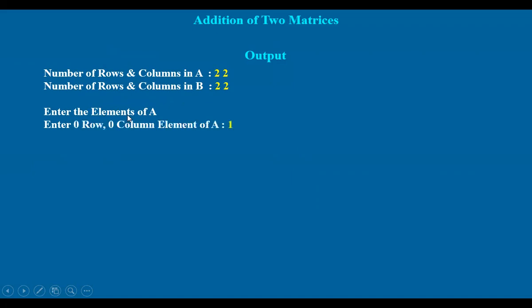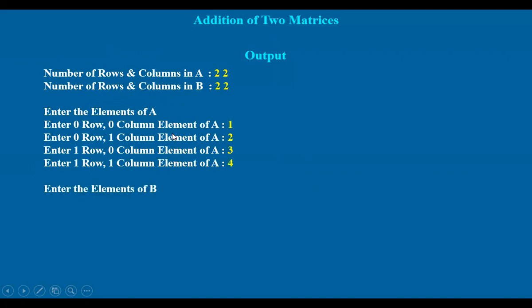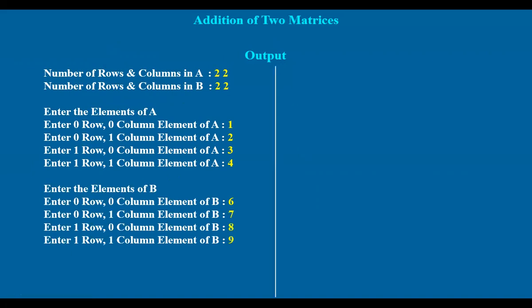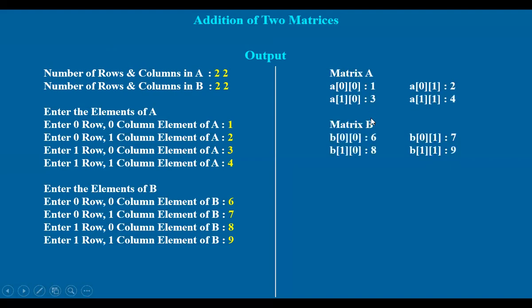And now it is asking for the data of A. Let us give the values 1, 2, 3, 4. It asks for the data of B. Let's give 6, 7, 8, 9 as values here. It displays both the matrices A and B, right? Now the resultant matrix is 6 plus 1, 7; 7 plus 2, 9; 8 plus 3, 11; 9 plus 4, 13. Like this, the resultant matrix occurs. Okay, so this is when you take the data as 2 by 2 matrices.